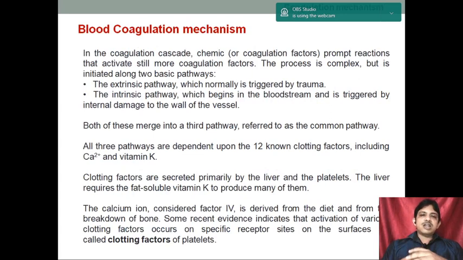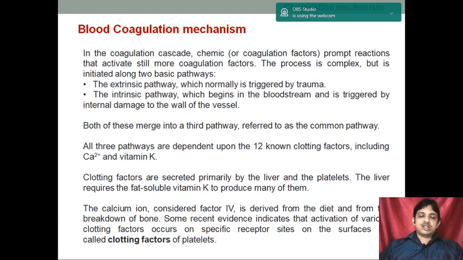In the coagulation cascade, there are different chemicals, or coagulation factors, which prompt reactions that activate still more coagulation factors. The process is very complex, but it is initiated through two basic pathways. What are the basic pathways? The first one is the intrinsic pathway, which is generally triggered by trauma.